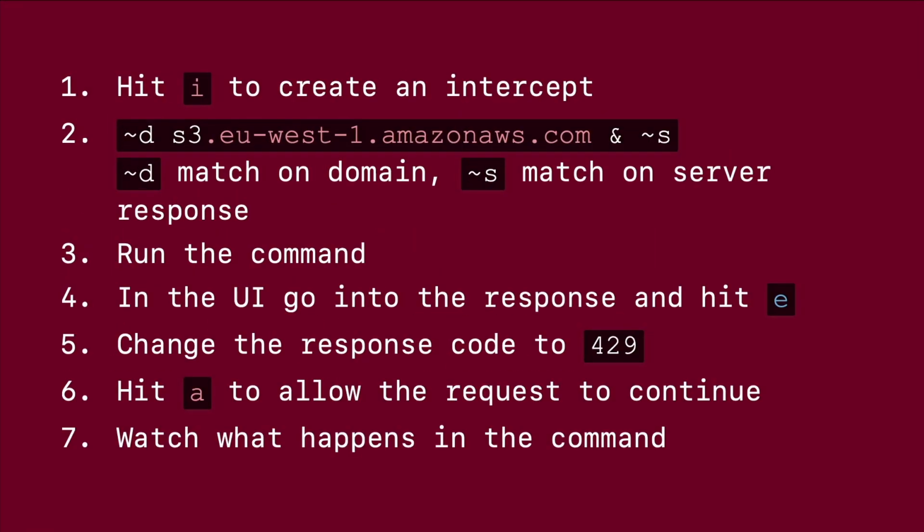So here's an example of how you do it by hand, where you hit I to create an intercept, when you're in mitmproxy. You type in this match expression. It's basically match on this domain, so I want to match on S3. And you want to match on a server response, not the request. And you run the command, and then what will happen is it will do the request, get the response, and then stop. So then you can go into it, hit E to edit it, so you can edit the response, and then you change the response code to 429, and hit A to allow it to continue on its way, and then see what happens to your S3 code.